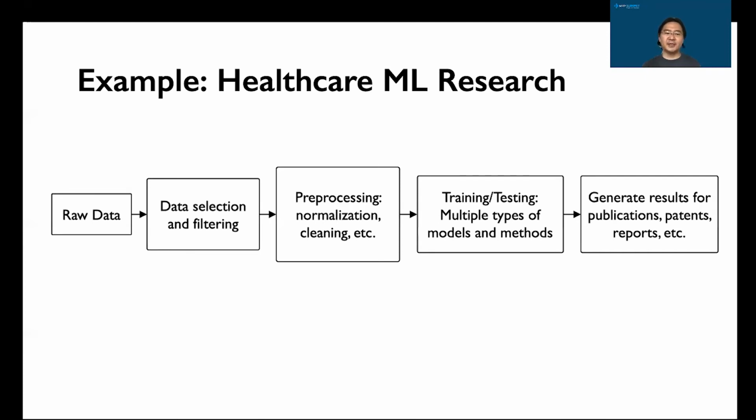And you need to do some data selection and filtering. After that, there's a pre-processing stage where you do the normalization and cleaning and all this stuff. And then you train and test your model, right? This is the part where you run experiments, which can involve multiple types of models and methods. Like I said, it can actually be combined with rule-based models. And you have all these setups, you want to test everything there, and you finally generate a result.